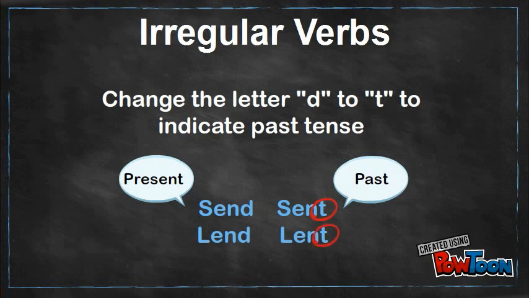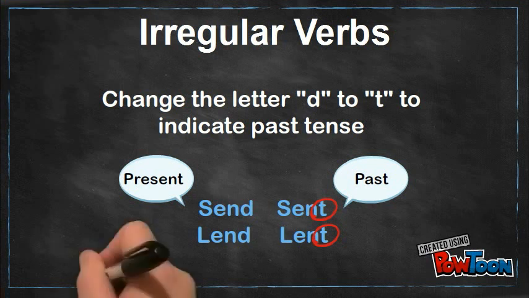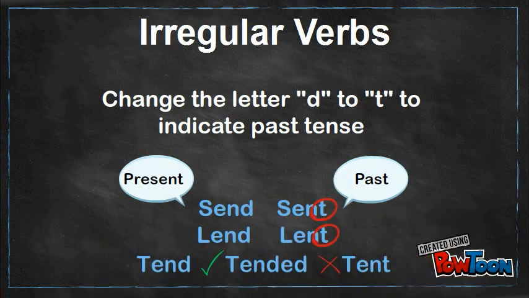It is important to note that this only happens for irregular verbs. There are many regular verbs that end in the letter D that follow the normal rules described earlier. For example, the word tend becomes tended in past tense, not tent.